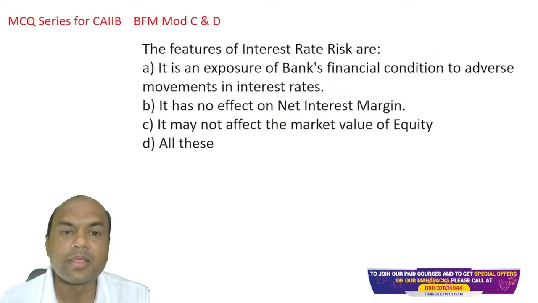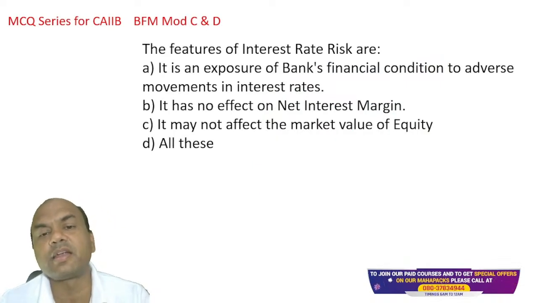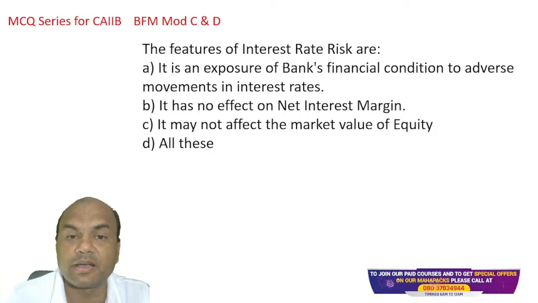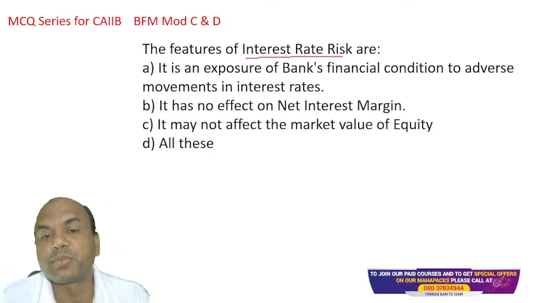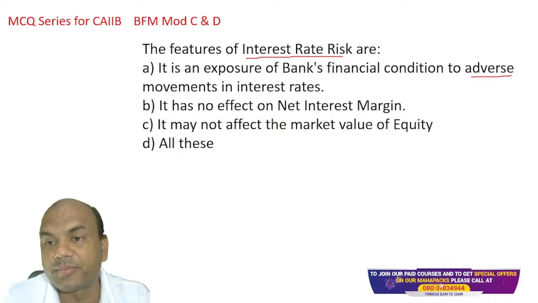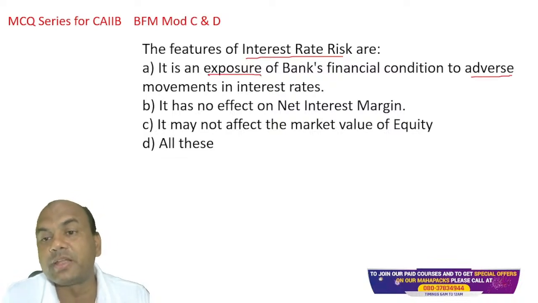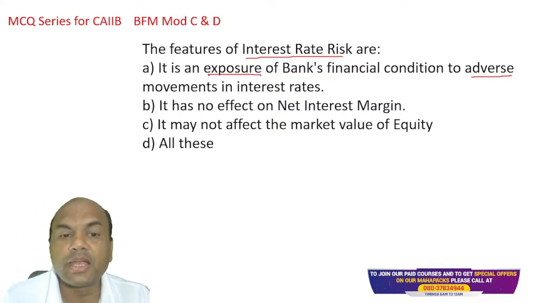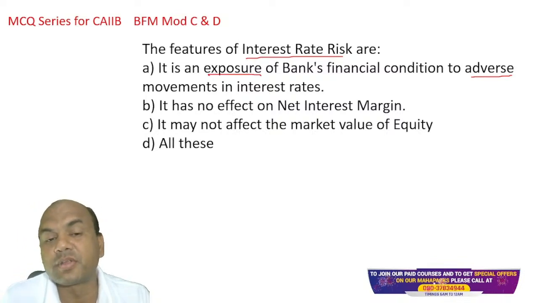Okay. Next one. The features of interest rate risk are. It is an exposure on the bank's financial condition to adverse movements in the interest rates. So exposure for adverse movement. If the things are going against me, then it's an interest rate risk. Obviously, if the rate of interest is going against me, then it will be a risk. If it is going in favor of mine, then no risk. Isn't it? It has no effect on the net interest margin, NIM.